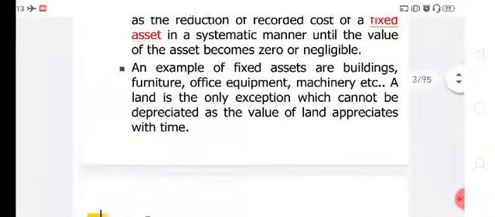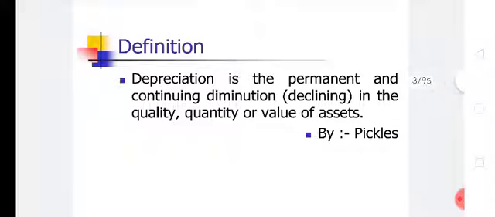Okay, now there is a definition given by a famous person, Pickles. He said depreciation is the permanent and continued diminution, or you can say declining, in the quality or quantity or the value of the assets. So he wants to say that a permanent and continued decline in the value of the assets, maybe from the quality point of view or quantity point of view, is known as depreciation.